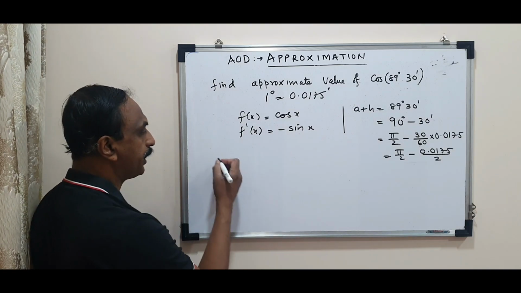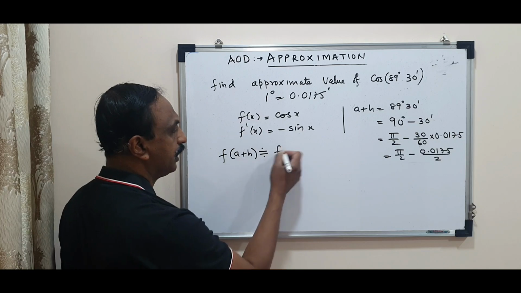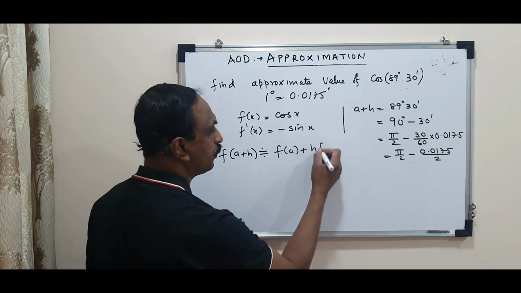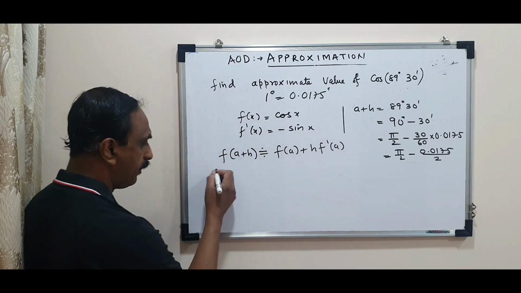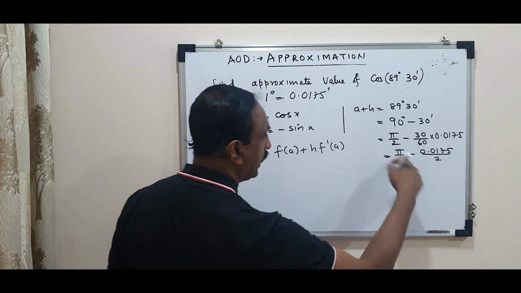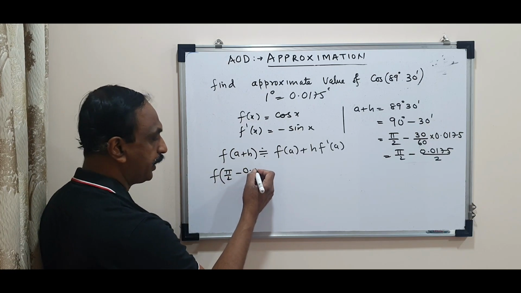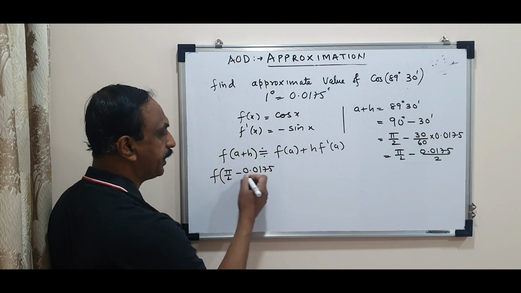Now I am writing the formula. F of a plus h is approximately equal to f of a plus h into f dash of a. F of, now we will not write 89 degrees 30 minutes, we will write this in radians. Pi by 2 minus 0.0175 by 2.